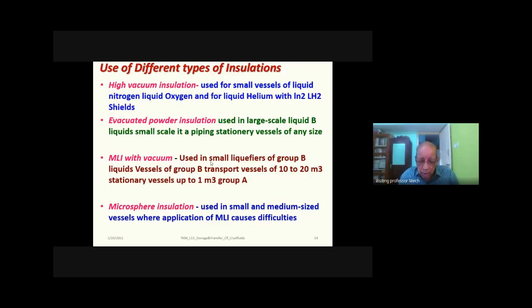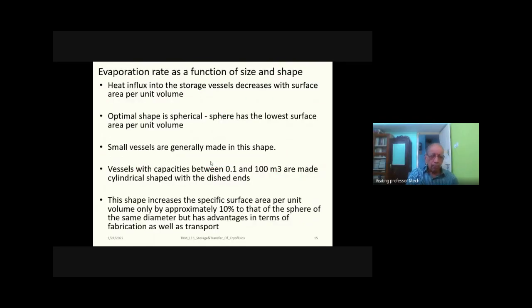Other than this, there is also something called microsphere insulation. I think this is discussed in the topic on insulation. Microsphere insulation is nothing but small, spherical glass spheres which are coated, and they are hollow so that the heat transfer will be minimal. The solid conduction heat transfer will be minimal, and they are useful for small and medium sized vessels where the application of MLI causes a lot of difficulties. So microsphere insulation also has been used in some cases.